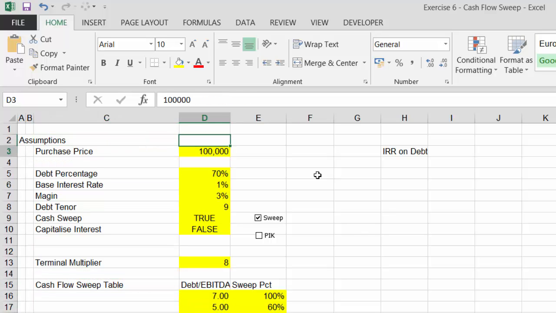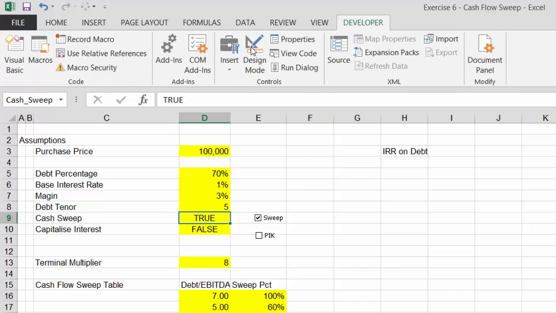So in this case, we have a purchase price of 100,000. We put 70% debt, a LIBOR rate or something of 1%, a 3% credit spread, a margin, and a tenor of 9 years. Let's make that 5 years to be more typical. We're going to be able to put a cash flow sweep in or not. I'm not going to talk about these little gimmicks that you get from the developer tab and insert. And we can put payment in kind or not.